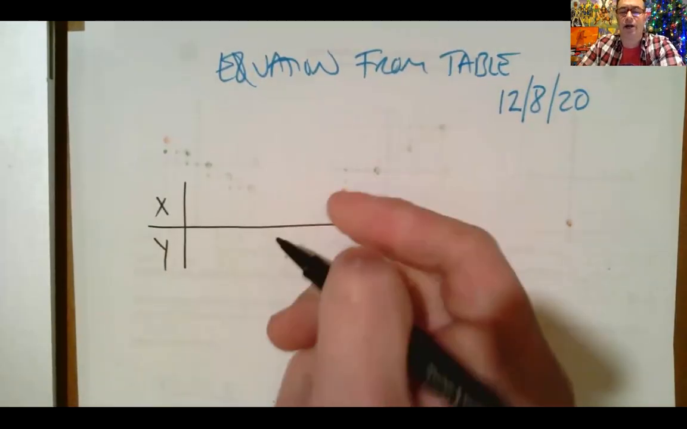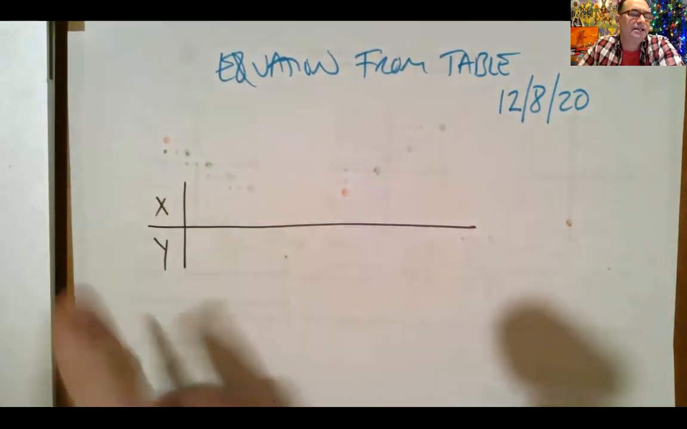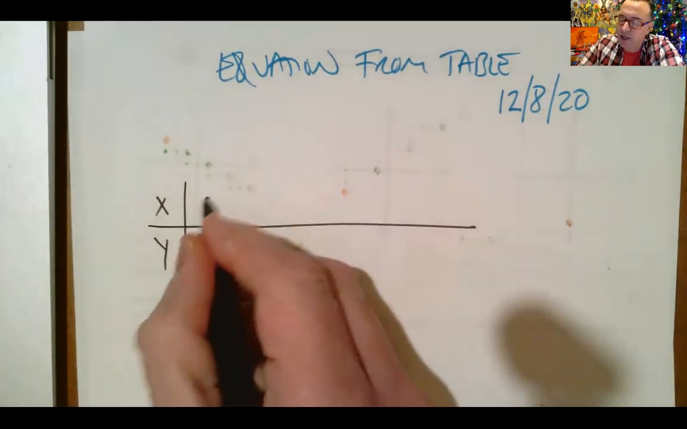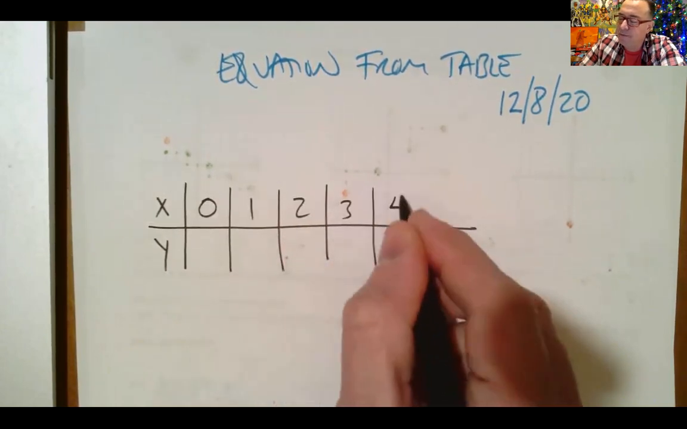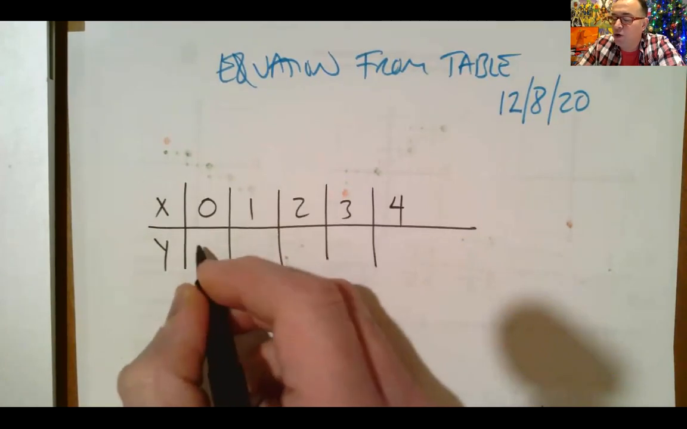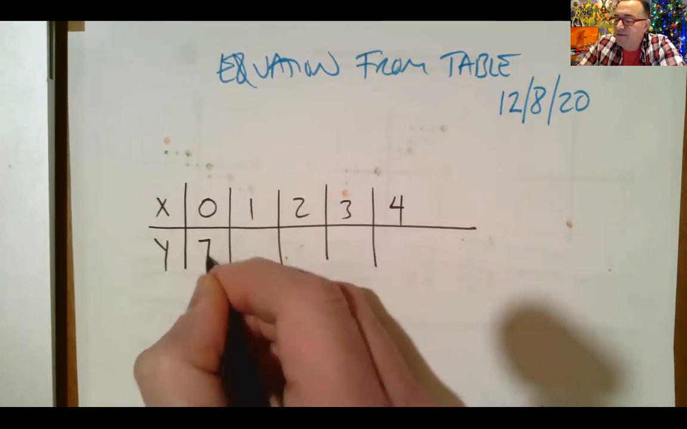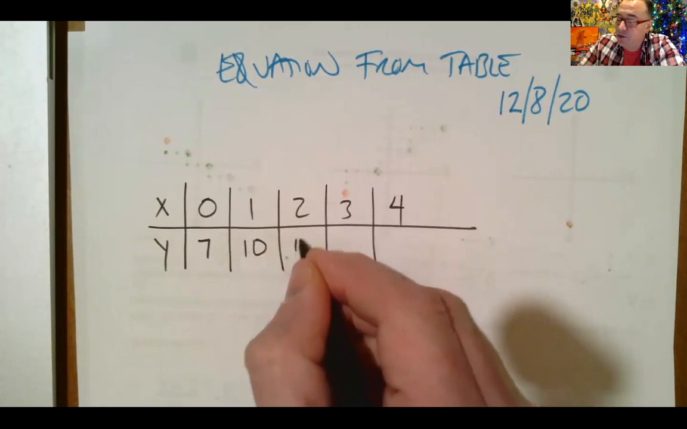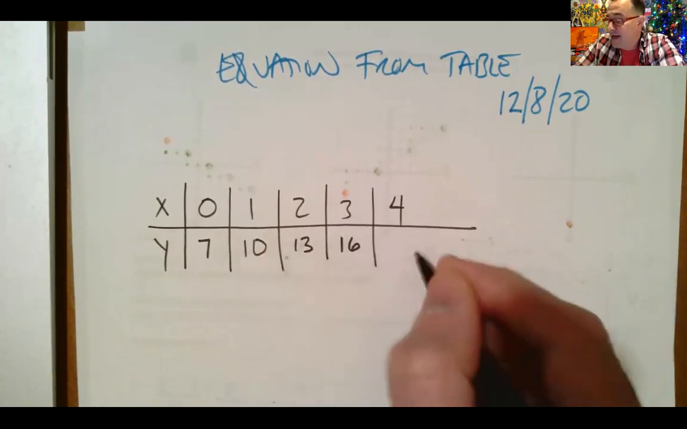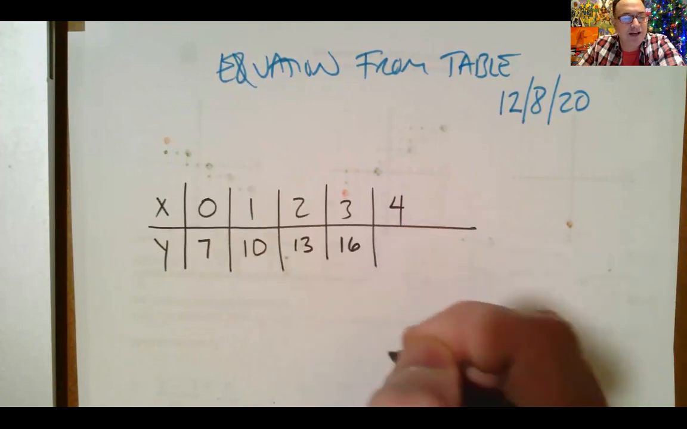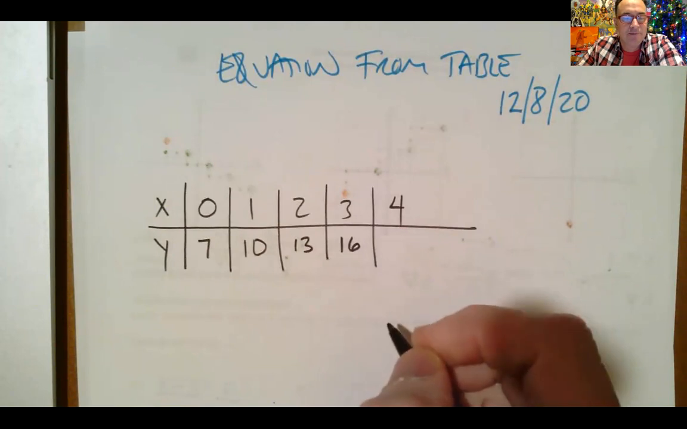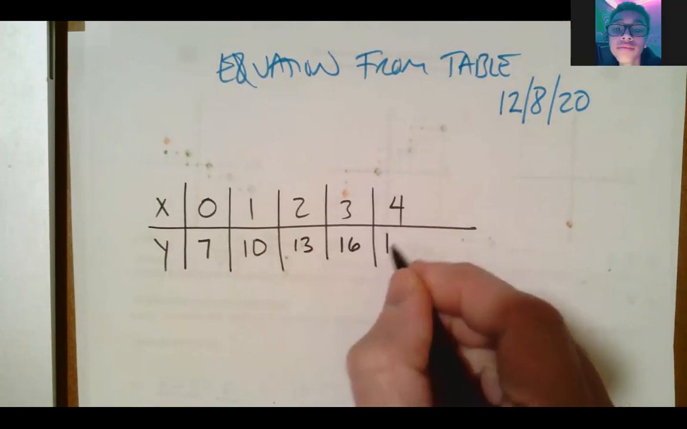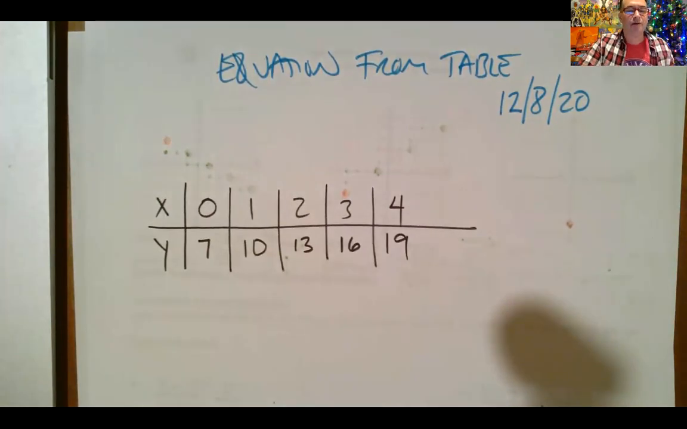I'm going to try to go relatively easily through what we're going to do here. So X's will be 0, 1, 2, 3, 4. And then my Y's are 7, 10, 13, 16. What would the next one be, guys? Anybody have any idea? If I follow this pattern, what would this next one be? 19. Indeed, because we can see the way this change is going to happen.